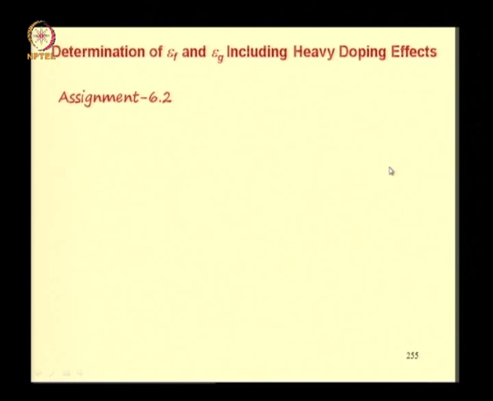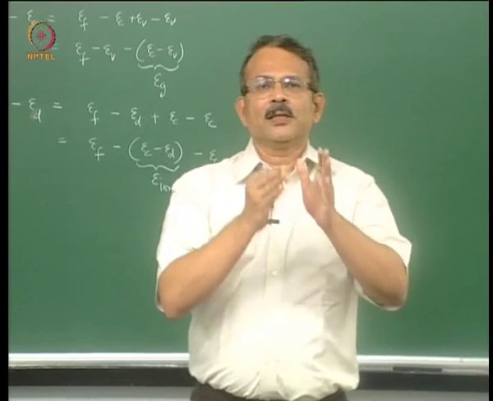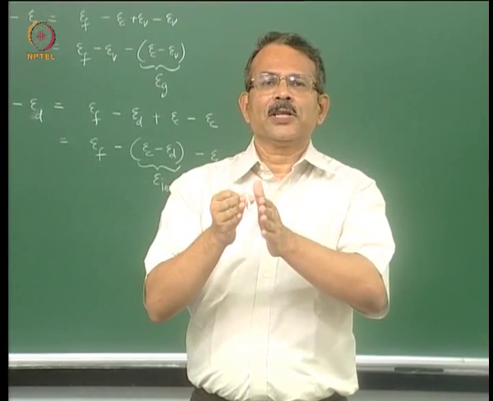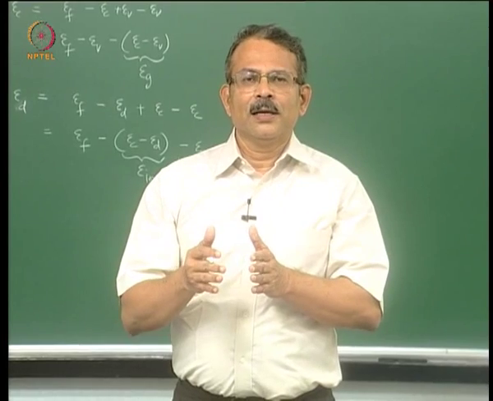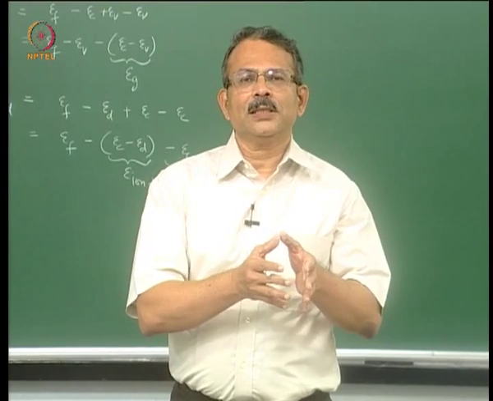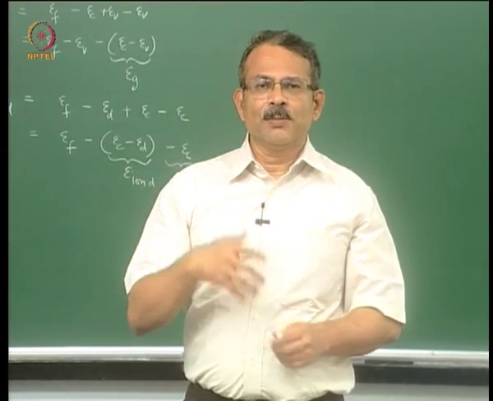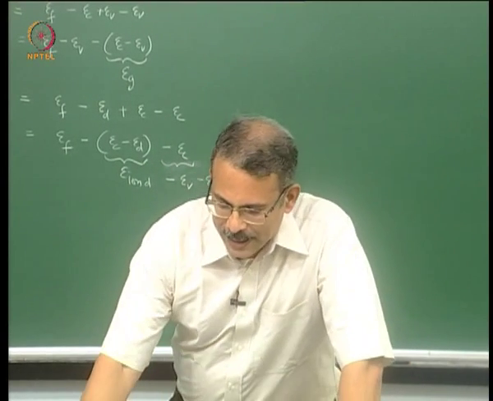So, here is an assignment for you: derive closed form relations in terms of Nc, Nv, Nd and E ion and temperature for electron concentration, hole concentration and Fermi level in an n-type semiconductor. So, you have to use the charge balance equation, the Boltzmann approximation, and the equation for concentration of ionized impurities. The simplification that will result here is that this is an n-type semiconductor, therefore you do not have to bother about hole concentration and ionized acceptor impurities. That simplifies an expression a lot, and it allows you to derive an analytical expression.